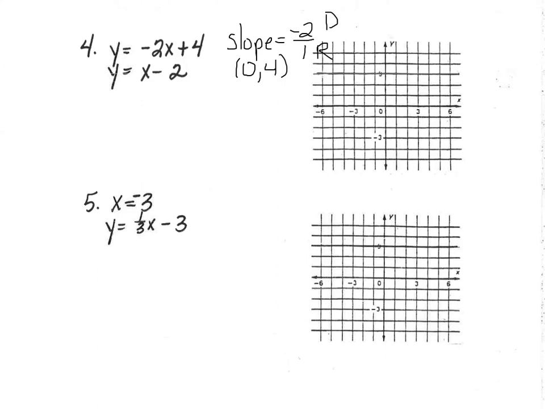So let's start at my coordinate 0, 4. There's 0, 4. My slope is negative 2. That means I go down 2, right 1. And you keep going down 2 and right 1 as much as you want. Down 2, right 1. I can also go up 2 and left 1. And then try to draw on the best line that you can.